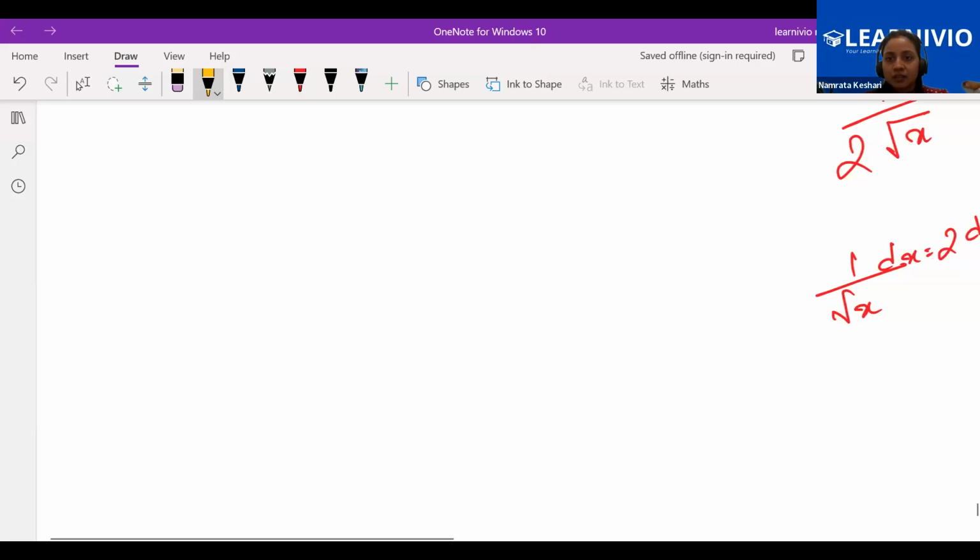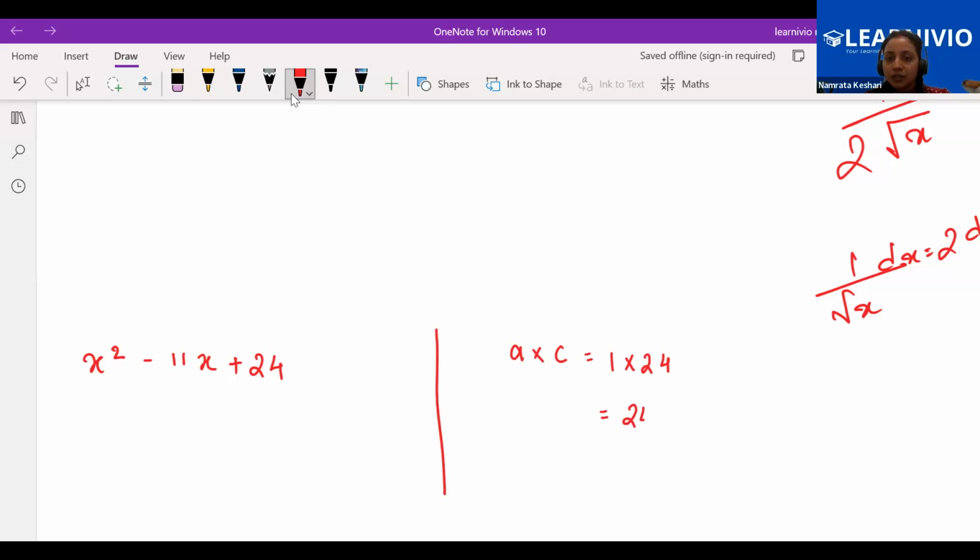Can you see the screen? Yes, ma'am. Tell me the polynomial. Yes, Ayan. Tell me the second one. It's x square minus 11x plus 24. First, we will try multiplying a and c. What will be the multiplication? 1 into 24, right? Yes, ma'am. 1 into 24 is just 24, right? Yes.